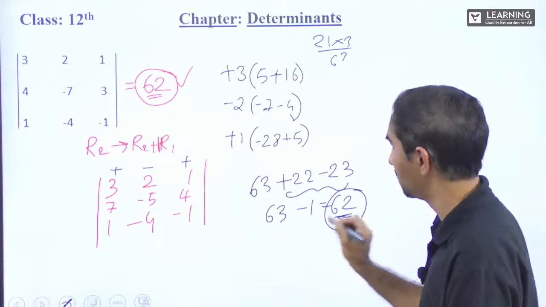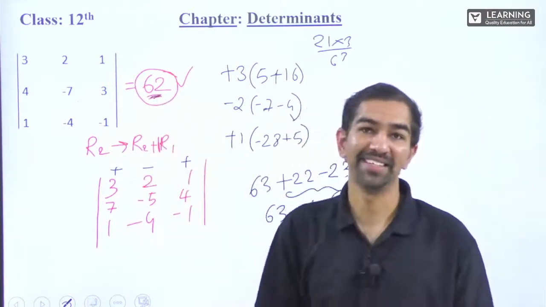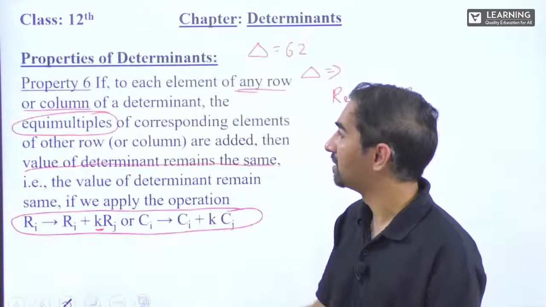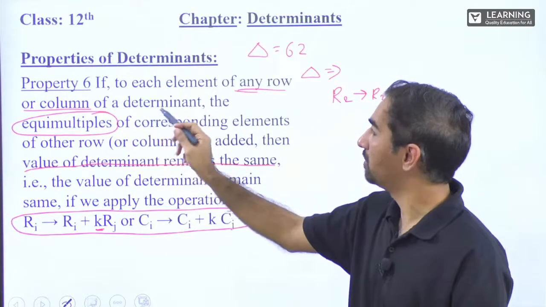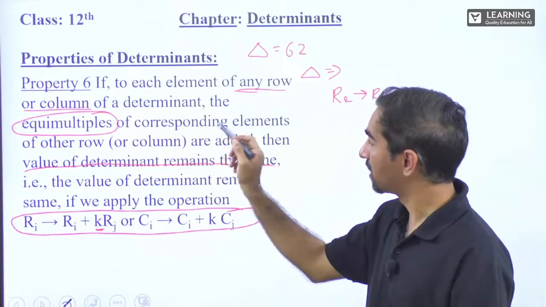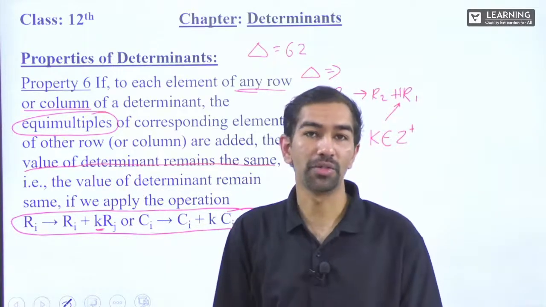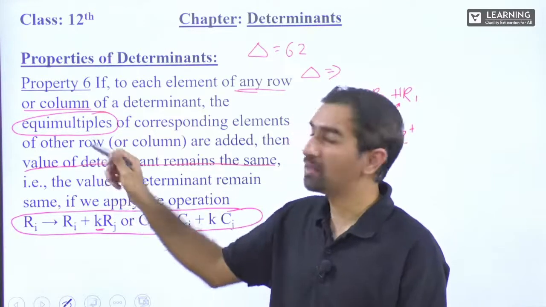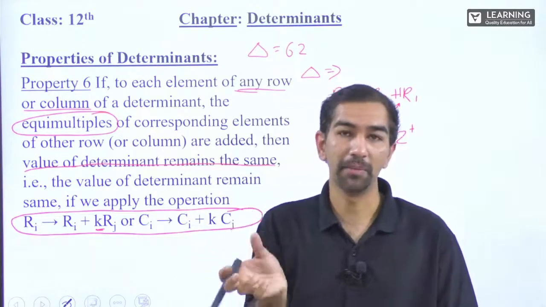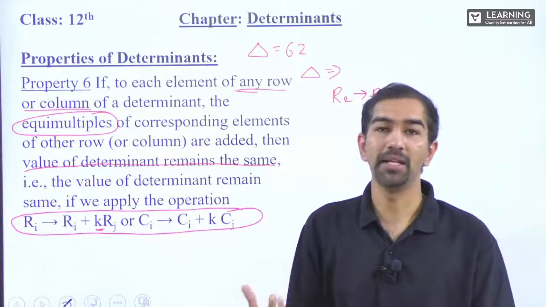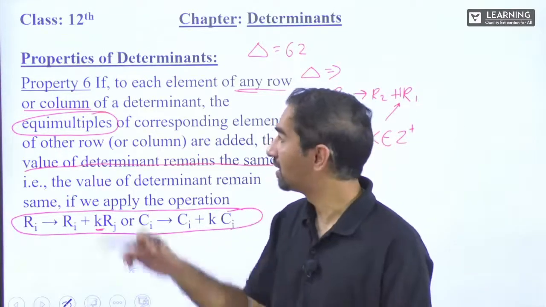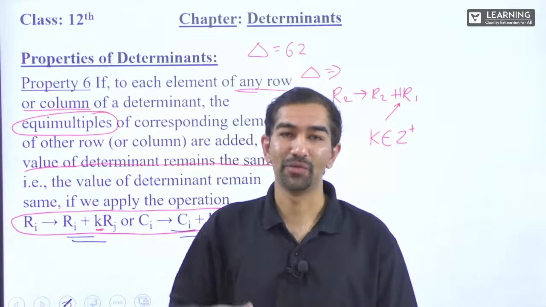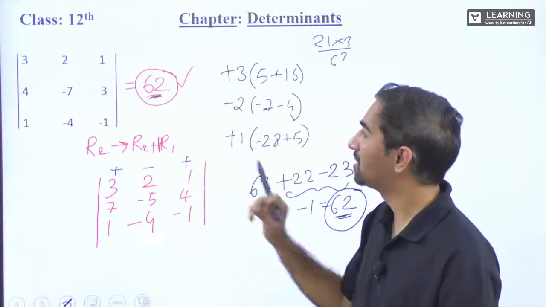So you see this value and see this value. Both the values are same, right? So which means what, students? Which means property number 6, read this again. If to each row or column of a determinant, the equi-multiples of corresponding elements of other row. So which other row we used? In R2, we did R2 plus 1 times R1. Equi-multiples: each and every element of R1 is multiplied with 1. That 1 can be replaced with any other positive integer you want. If you do these type of operations for a given determinant, the value of the determinant remains unchanged. So we have also proved that with the help of this example.